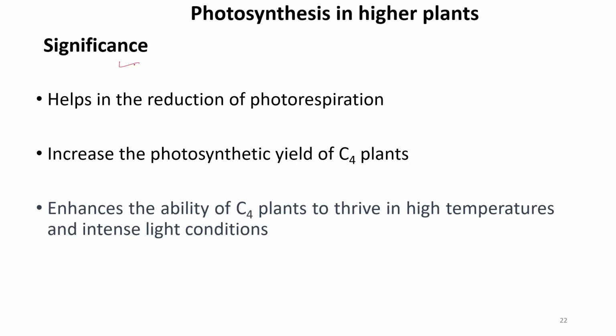Now, what is the significance of the C4 cycle? It helps in the reduction of photorespiration. We will study this process, photorespiration. It is usually a wasteful process, which leads to a reduction in the photosynthetic rate. Photorespiration leads to reduction of the photosynthetic yield also, you can say.